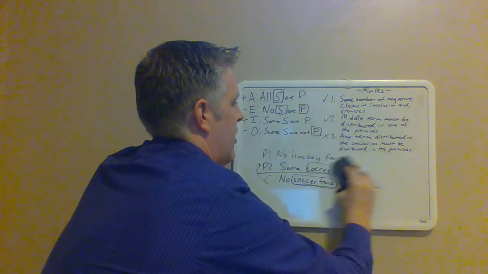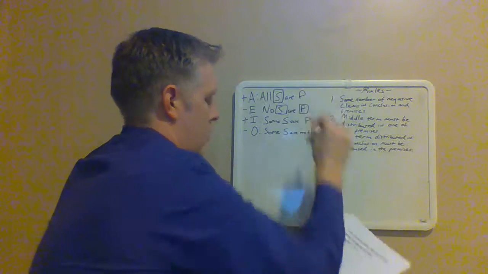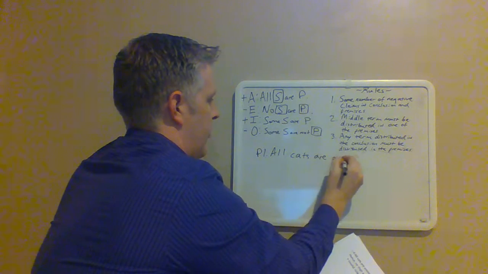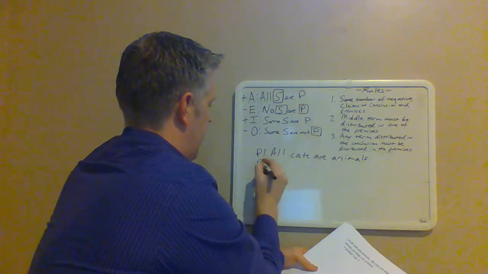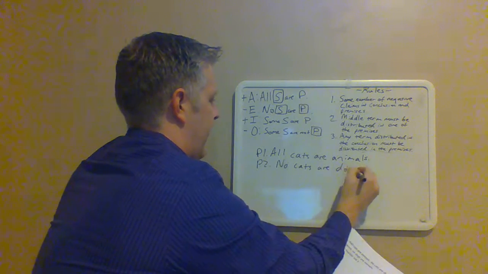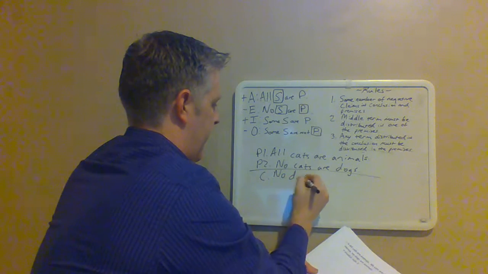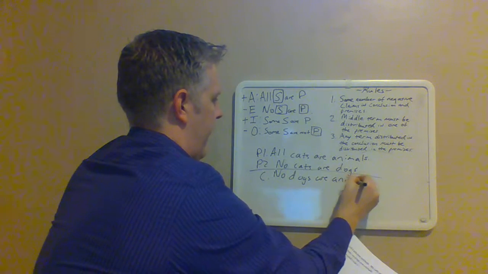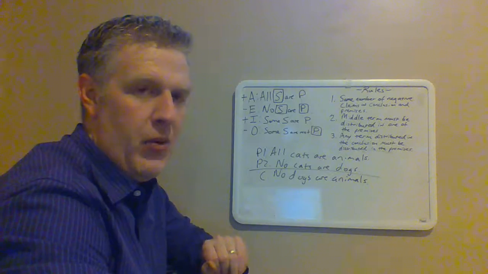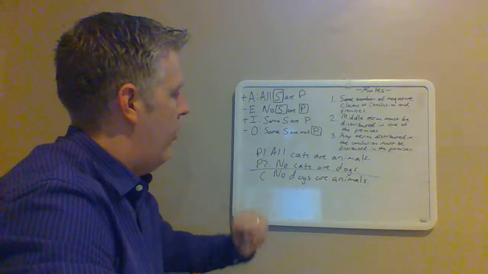Let's do one more example here. Premise 1, all cats are animals. Premise 2, no cats are dogs. Conclusion, hence, no dogs are animals. And you might want to, at home, as you're watching this video, pause this before I work through it with you, and see if you can apply these rules yourself and figure out whether this is valid or not.